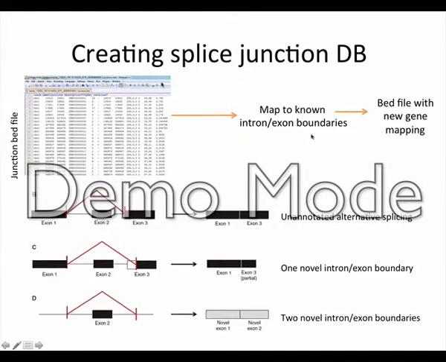So we map them to known boundaries, filter those out, and then we have a bed file that contains only novel intron exon boundaries. And those can really be described in 3 different ways, either as unannotated alternative splicing. So let's say we know that exon 1 and 3 exist, but we don't know that they connect. So that's one example.